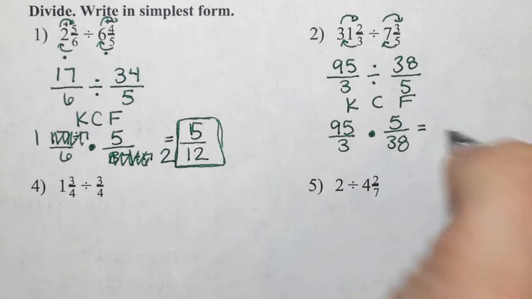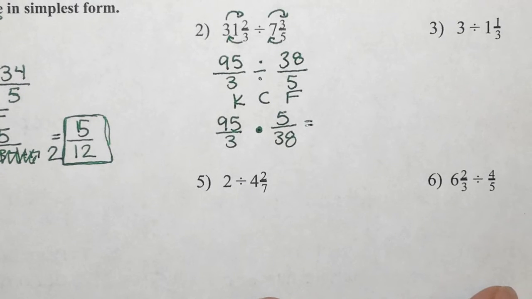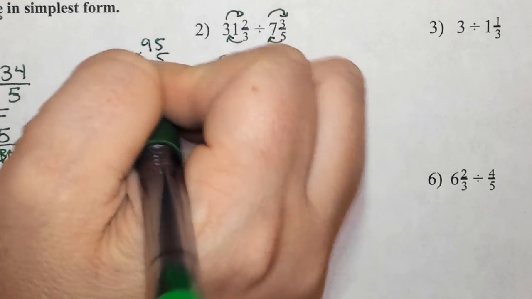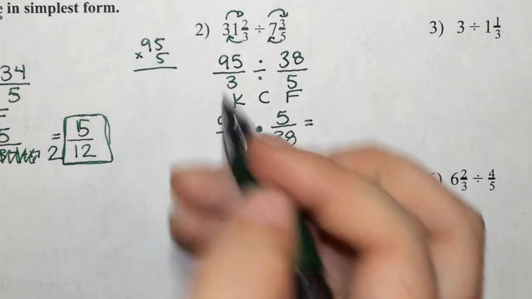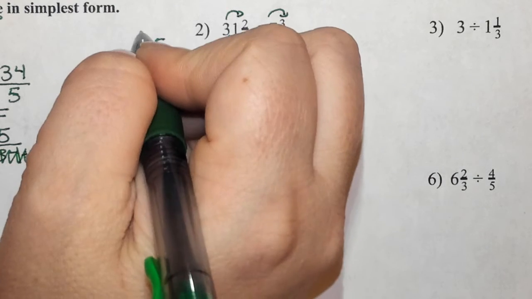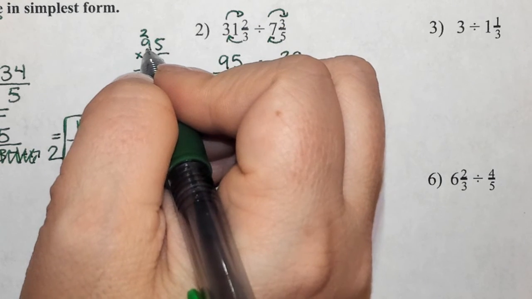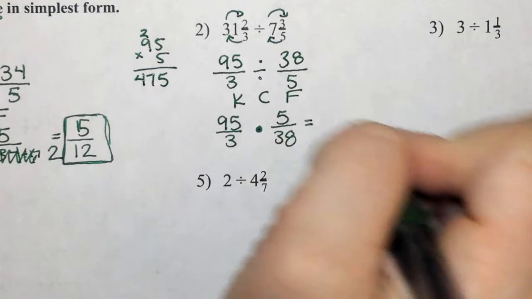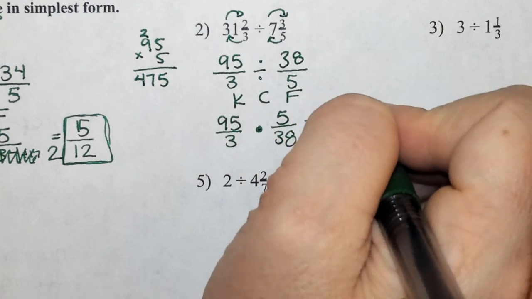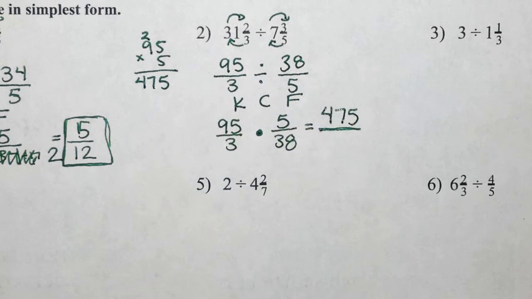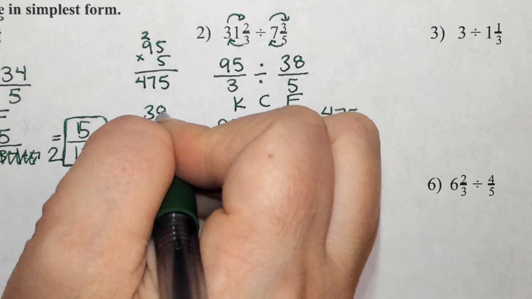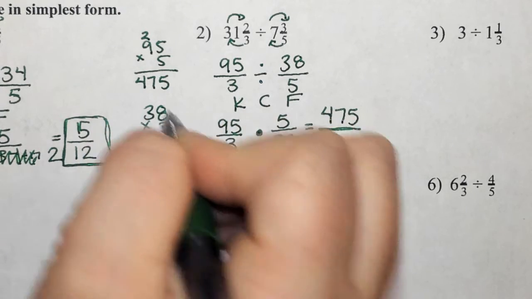So, we can do this, guys. They're a little bit bigger, but we can do it. We just got to slow down and be careful. So I'm going to go over here and do 95 times 5 so I don't make any mistakes. 5 times 5 is 25. Carry the 2. 5 times 9 is 45 plus the 2. So I get 475 on the top over. I need to do 3 times 38. So 38 times 3. 3 times 8?